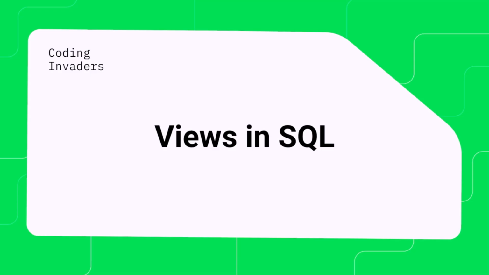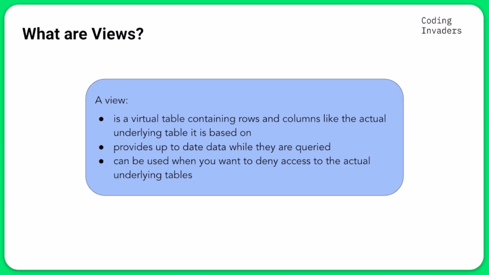Hi, in this lesson, we will learn views in SQL. So let's see what views are. A view is a virtual table containing rows and columns, just like the actual underlying table. A view provides up-to-date data when it is queried, and it can be used when you want to deny access to the actual underlying table.